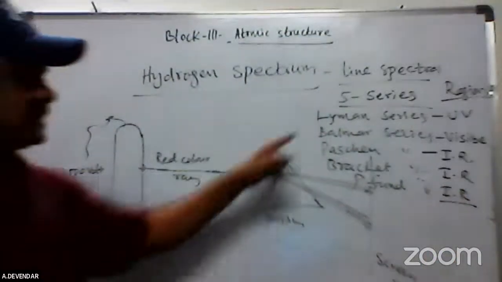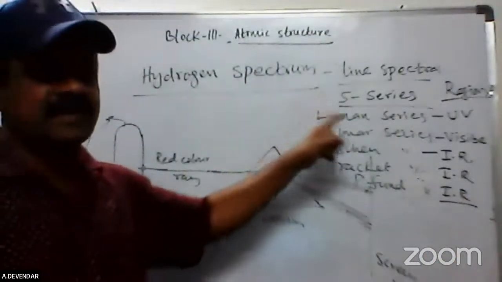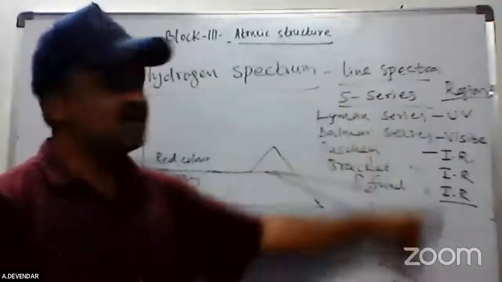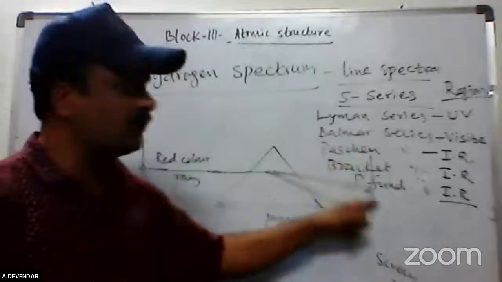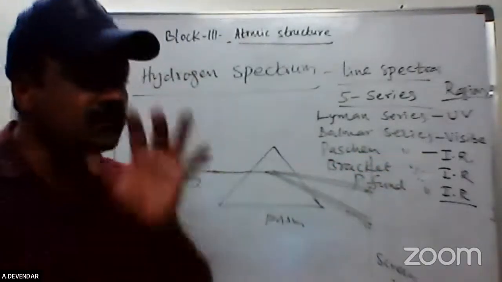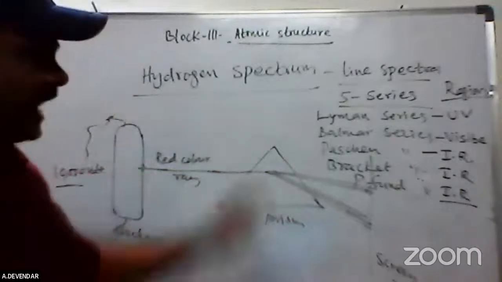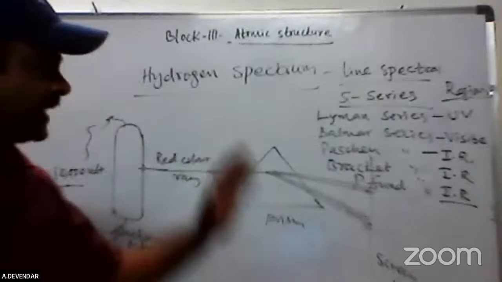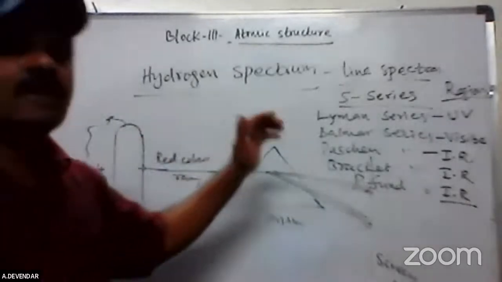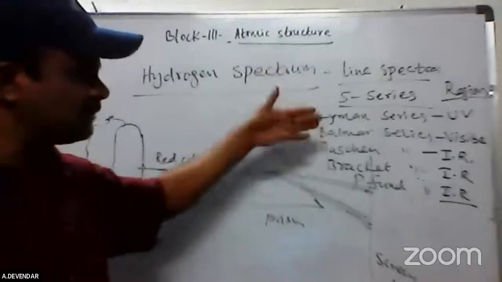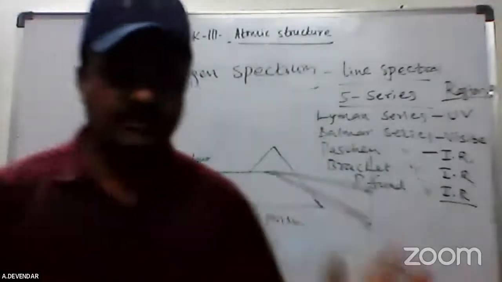Please remember, the Lyman series is present in the ultraviolet region. The Balmer series is present in the visible region. The Paschen, Brackett and Pfund series are present in the IR region only. That you have to remember. These are 5 very important points in the hydrogen spectrum. The spectrum is split into several component lines, present as the Lyman, Balmer, Paschen, Brackett and Pfund series. This is about the hydrogen spectrum broadly.